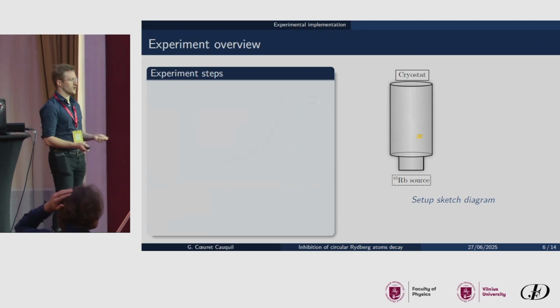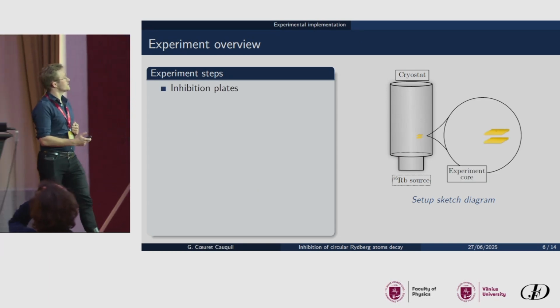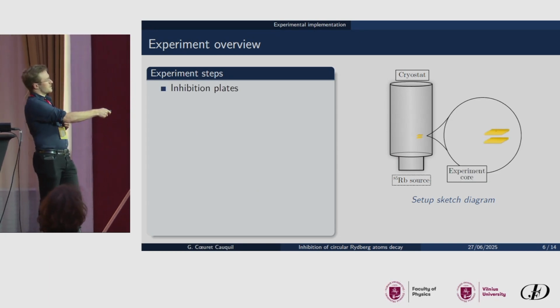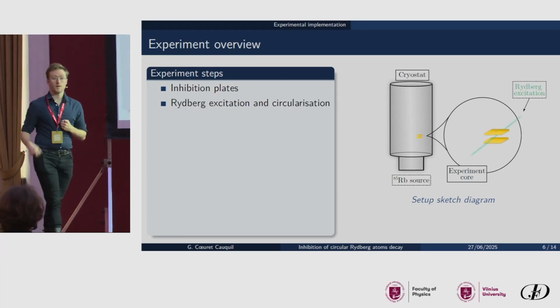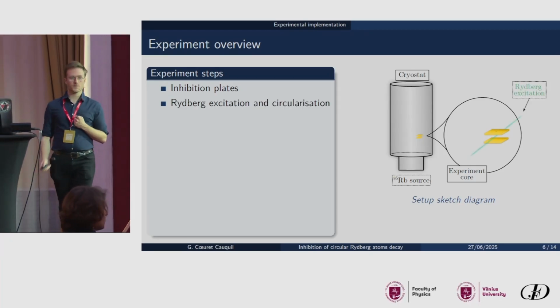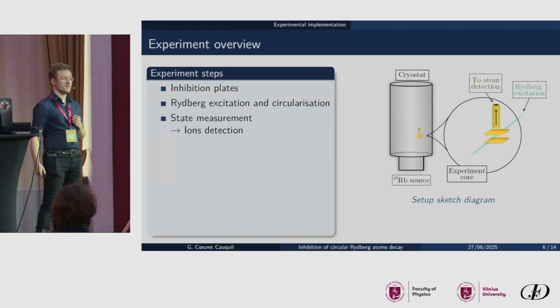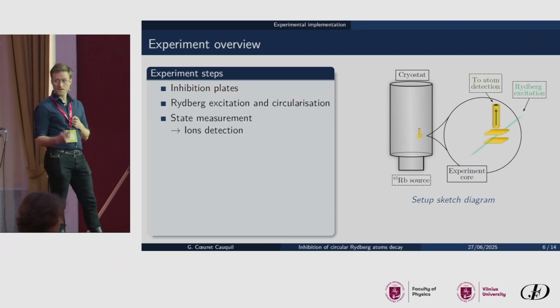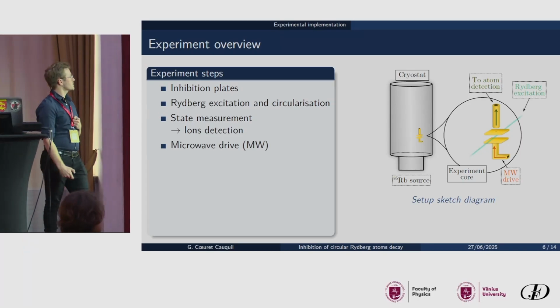Well, so the main goal of my PhD was to design and build such experiments. For this, what you need is two inhibition plates inside of a cryostat. You would also like to have some Rydberg excitation to get Rydberg atoms, as well as the means to circularize them. For state measurement, we decided to go for ion detection. And you also would like to have some microwave drive, as I said in the introduction.